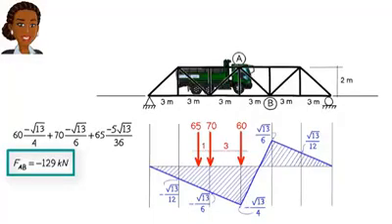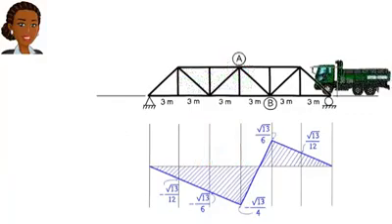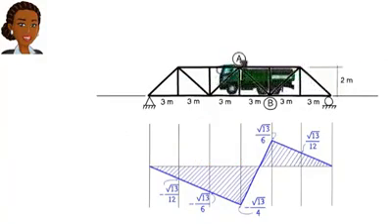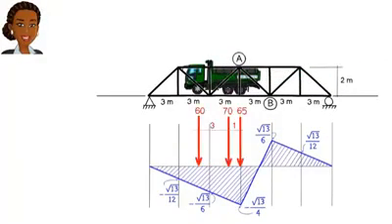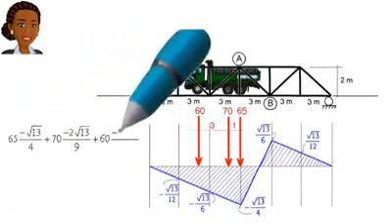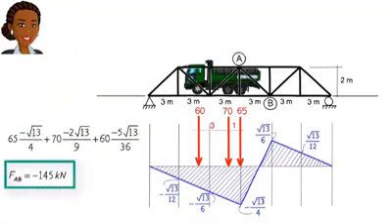So, are we done here? Did we find the largest possible compressive force in AB? Not quite. What if the truck is moving in the opposite direction? Would that cause different load patterns and perhaps a larger compressive force in the member? Let's investigate. If we change the truck's direction of travel and place the vehicle here, we get this configuration for the load series. Under this loading scenario, the compressive force in AB comes out to be 145 kilonewtons.